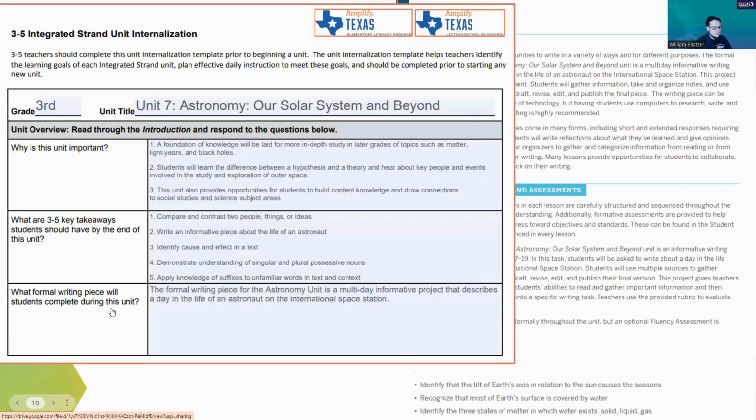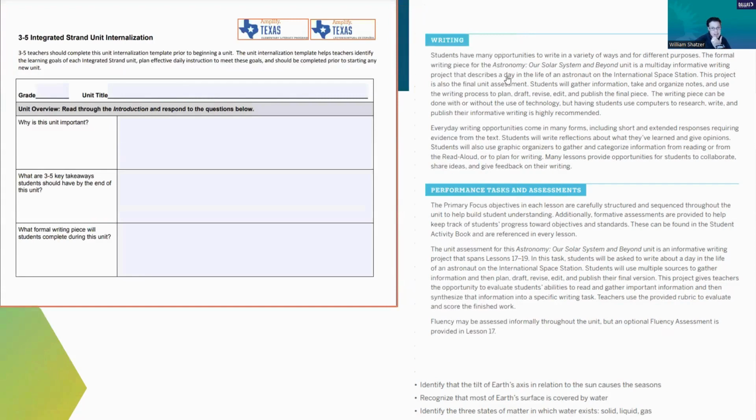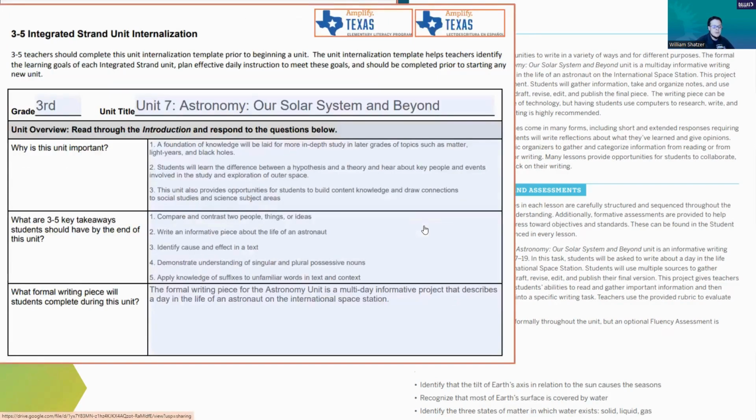Additionally, what formal writing piece will students complete during this unit? You can find that in a couple different locations, but of course, here you have your writing tasks listed right here, and that information is also on your curriculum maps document. So if I want to get this done quickly and efficiently, here's what I'm doing. I'm having my unit introduction from the teacher's guide, my curriculum maps document, and my essential questions document. I'm going to fill this out very quickly and efficiently, and bada bing, bada boom, I'm done with my unit internalization as far as documenting that I've done my unit internalization.